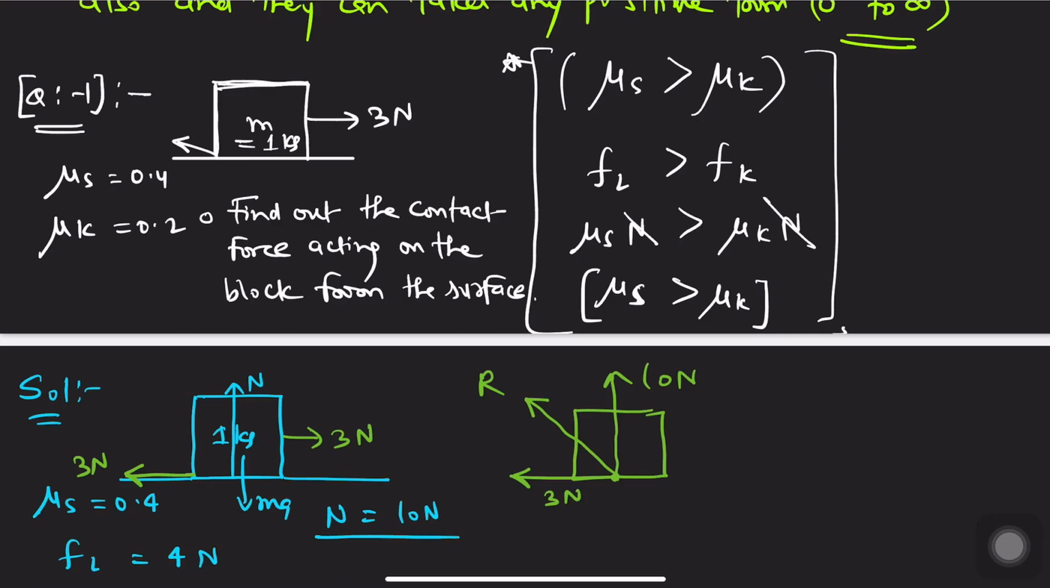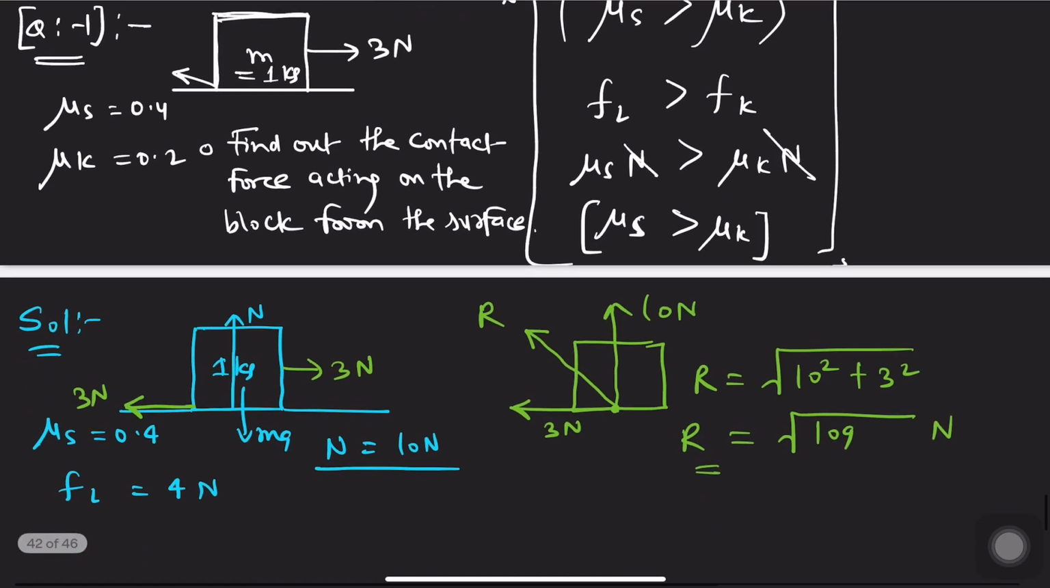So the net contact force R will be equal to the square root of 10 squared plus 3 squared, because these both vectors are perpendicular to each other. So it is root 109 Newton. This is your reaction force, or we can say the contact force acting on the body. I hope you understood this example.